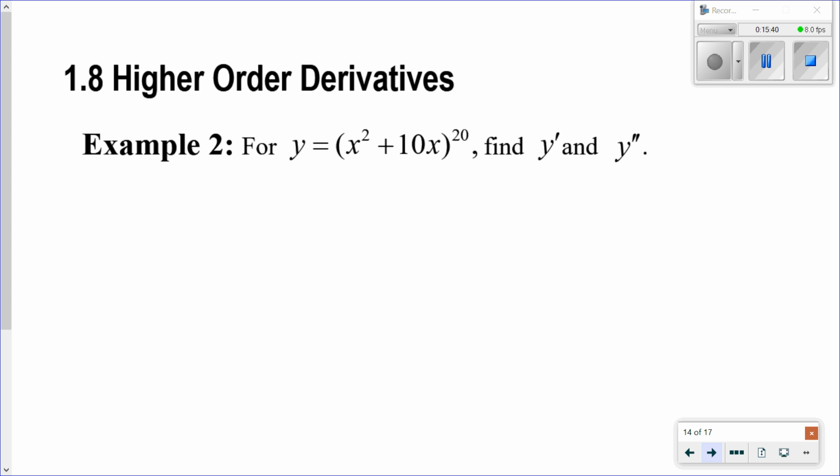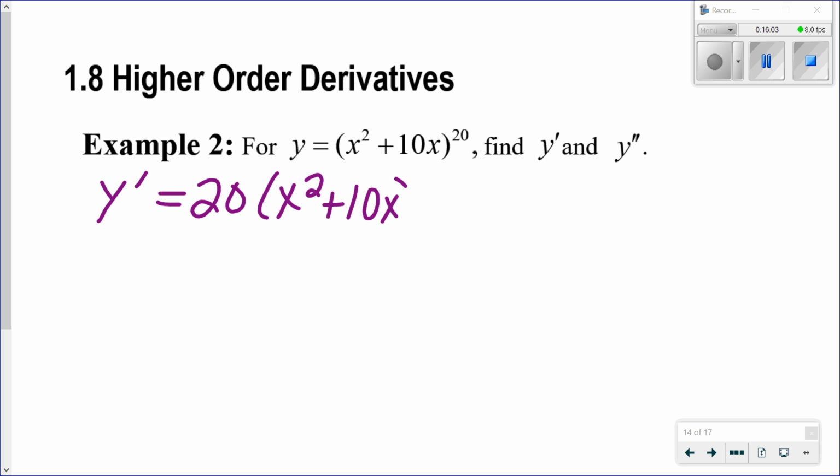All right, now we have a chain rule that we want to take the second derivative of. Remember, there's no shortcut on these. We've got to take the first derivative in order to get to the second derivative. So y prime equals 20. Remember, we're taking the derivative of the outside. x squared plus 10x to the 19 times. Now we've got to take the derivative of the inside, which is going to be 2x plus 10. And then I want to multiply the 20 and the 2x plus 10 together.